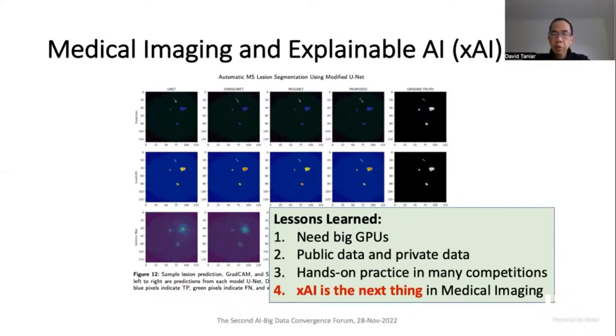There is potential that we can use private data if we work with medical doctors. Right? So it is a very hands-on practice because there are a lot of competitions in this area that your team might want to participate in.